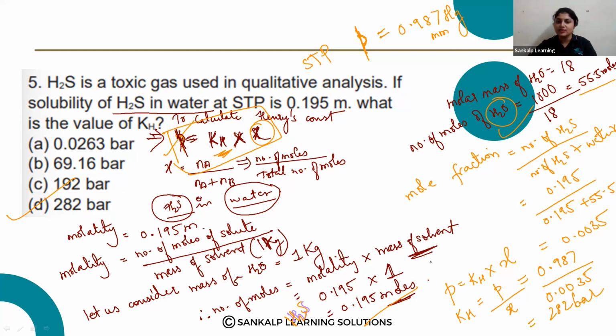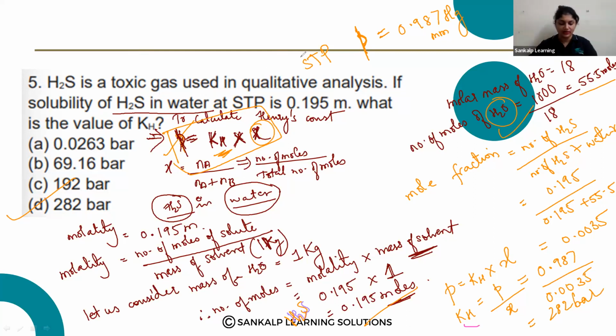Then again substituting in the above formula, P is equal to KH into mole fraction. We have to calculate the unknown quantity, what is that? Henry's constant KH. So KH is equal to partial pressure divided by the mole fraction. After substituting this, we get the answer as 282 bar. So this is the way we are going to solve the question.